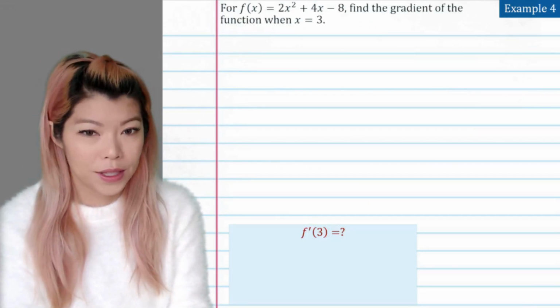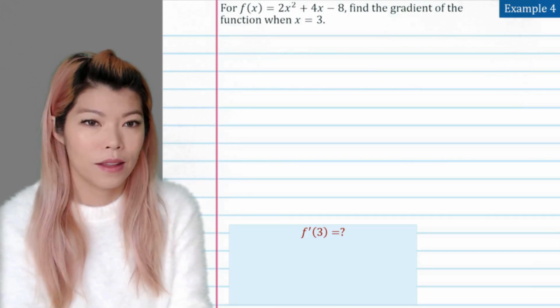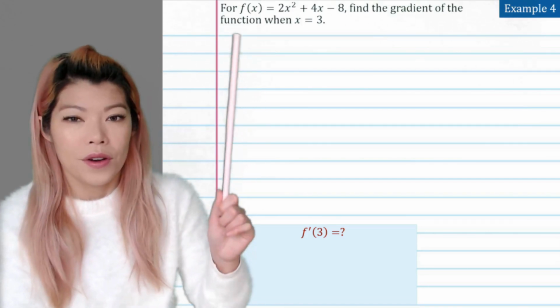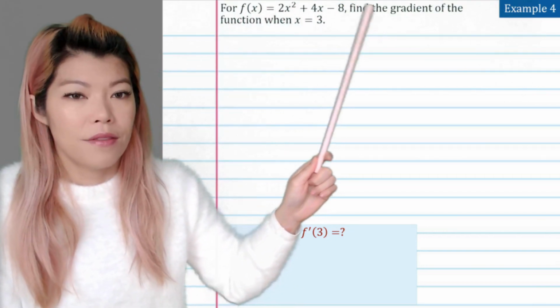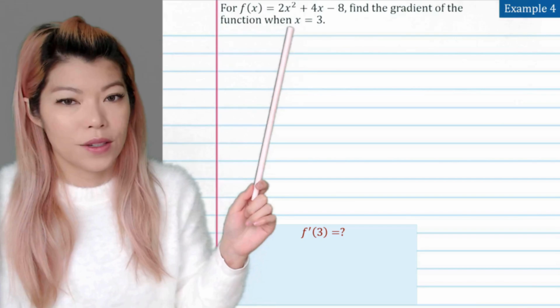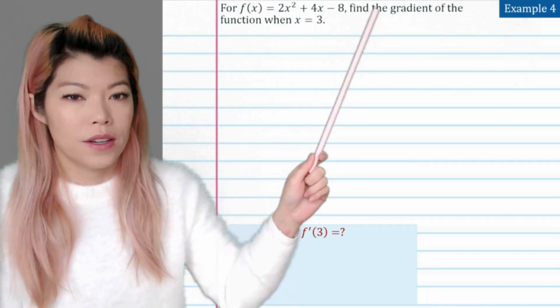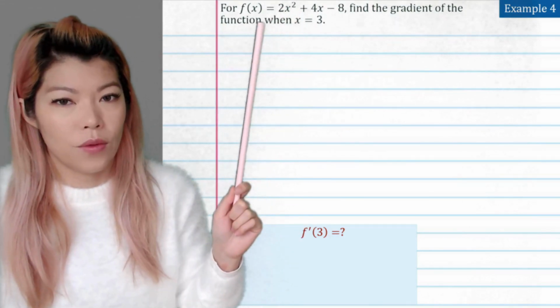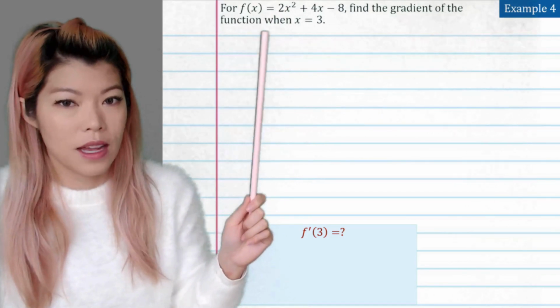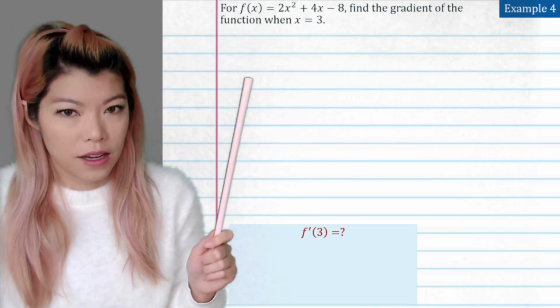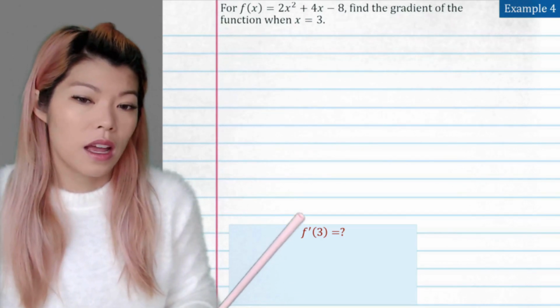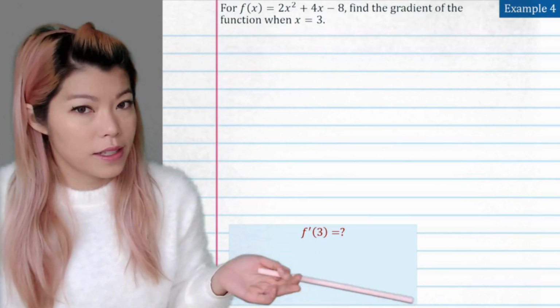Example 4, you try this one and then unpause to see whether you have the same answer. For f of x equals 2x squared plus 4x minus 8, find the gradient of the function where x equals 3. So we have to find the gradient of when x is 3. So this time we let x equals 3 and we're looking for f dash of that. So in other words, f dash 3, what is that equal to?